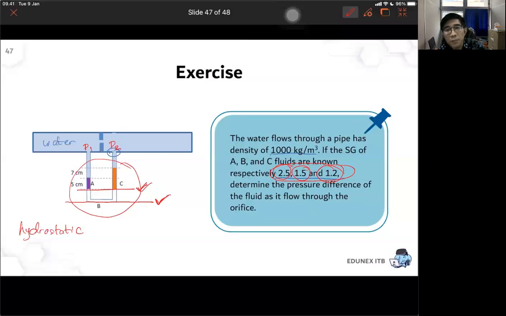Any question first before we continue to our next discussion? Sir, so over here, all you have to do is just rho GH of A and rho GH of C and find the difference. Yep, but you still have water, right, in this part?